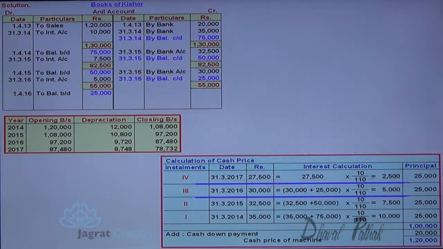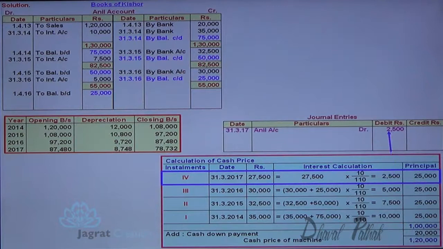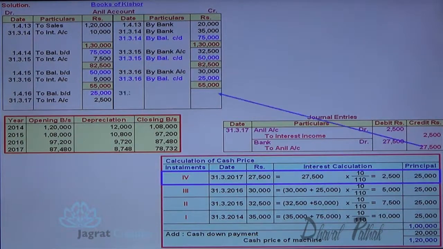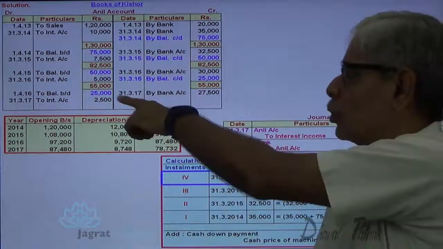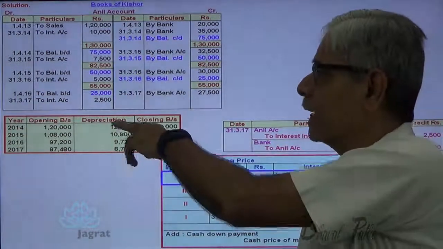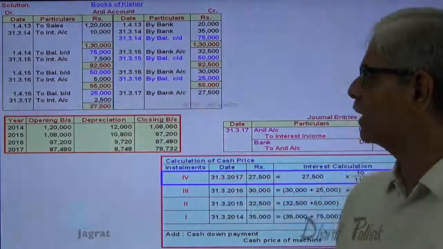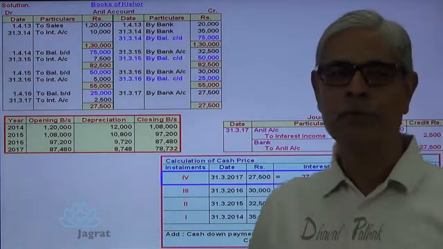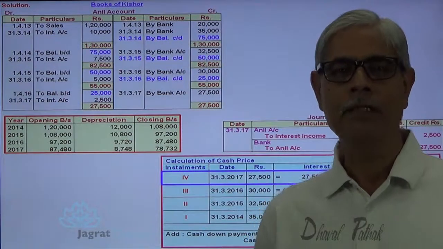Now once again, interest recoverable 2,500. So Anil account debit to interest income account credit. And the last installment received 27,500, bank account debit to Anil account credit. So this is how total amount is recovered. This account gets closed 27,500 and 27,500. This is how Anil's account is prepared in the books of vendor.